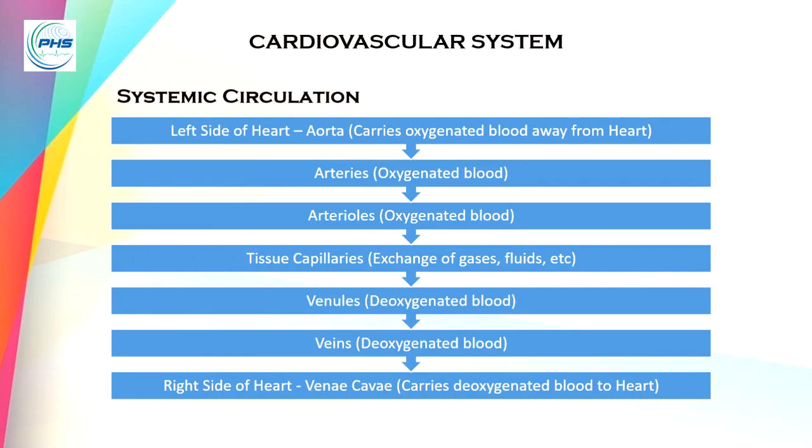The systemic circulation provides functional blood supply to all body tissues. The heart pumps oxygenated blood out of the left ventricle and into the aorta to begin systemic circulation. Then through the arteries and to the capillaries in the tissues of the body, and returns deoxygenated blood to the right atrium of the heart via the venules, veins, and vena cava.